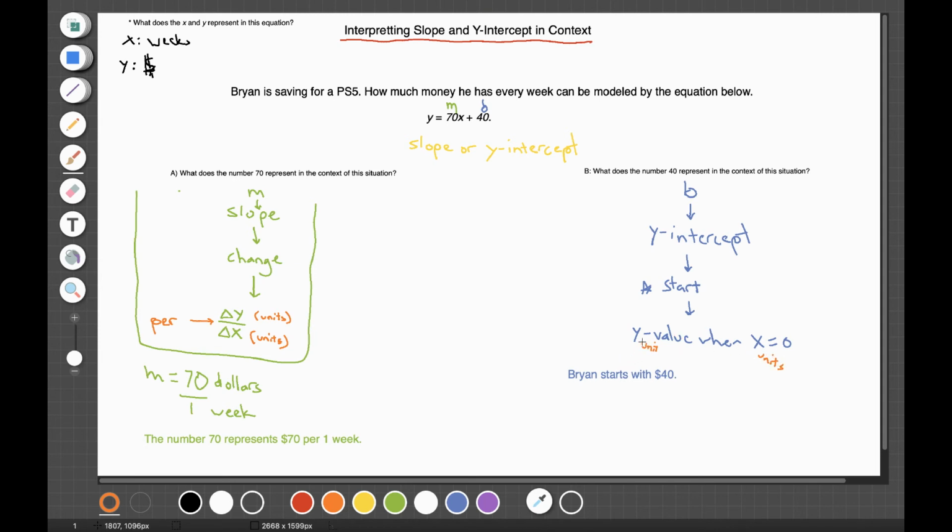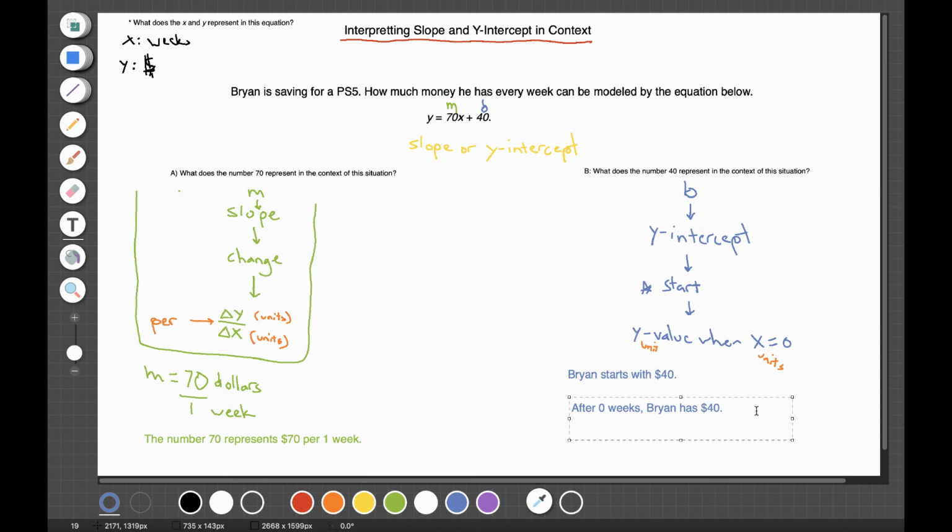Well, what is our x units? Well, our x units are weeks. So after 0 weeks, Brian has how much? What's our y value? Our y is our money. So after 0 weeks, Brian has $40. So that is the other way you could think about this. After 0 weeks, Brian has $40. We're going to see some examples where you need to think of it this way.